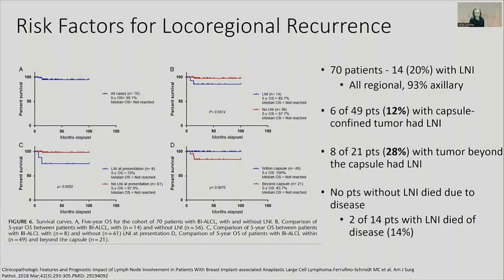This study also shows us the increased risk of lymph node involvement depending on the penetration of disease through the capsule. Of 49 patients, 6, or 12%, who had capsule confined tumor had LNI, that's distinctly different than 28% of patients who had lymph node involvement if their tumor was beyond the capsule.